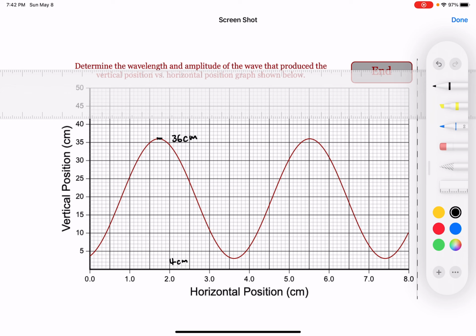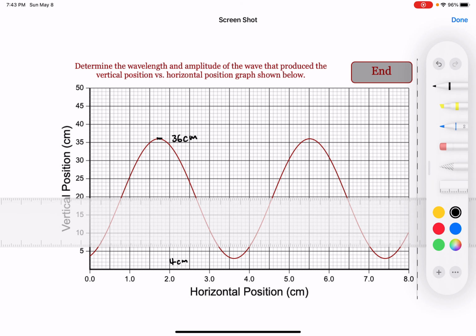And to get the average, you would just add those two numbers together. I would get 40. I would cut that in half and get 20. And that's where the center of my sine curve is. So I want to draw a line right at the 20, as close as I can get.